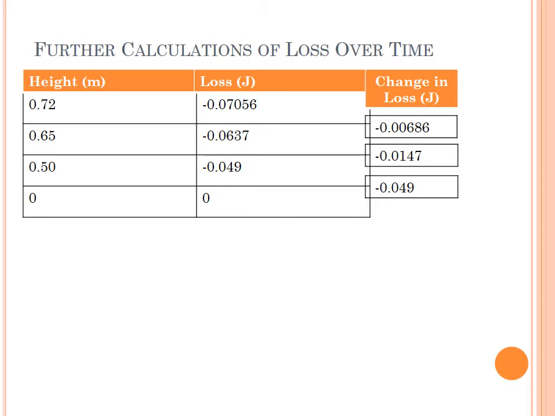And then we found further loss calculations, so we did from different heights, and we came up with these. And these, then we found our change in loss, and these are in joules, this is in meters, and our change in loss showed to be actually inconsistent.